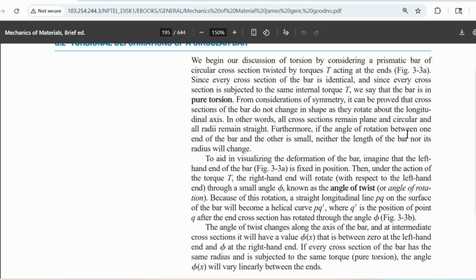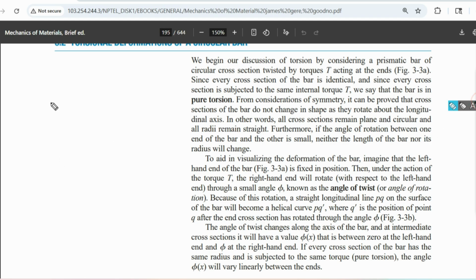Therefore, if the angle of rotation between one end of the bar and the other is small, so that's the other thing. A lot of these are just very small deformations, and the angle of rotation is what we're going to be considering a deformation. That's a shear deformation, because that square turned into a diamond. Furthermore, if the angle of rotation between one end of the bar and the other is small, neither the length of the bar nor its radius will change. Yeah, so that's kind of interesting.